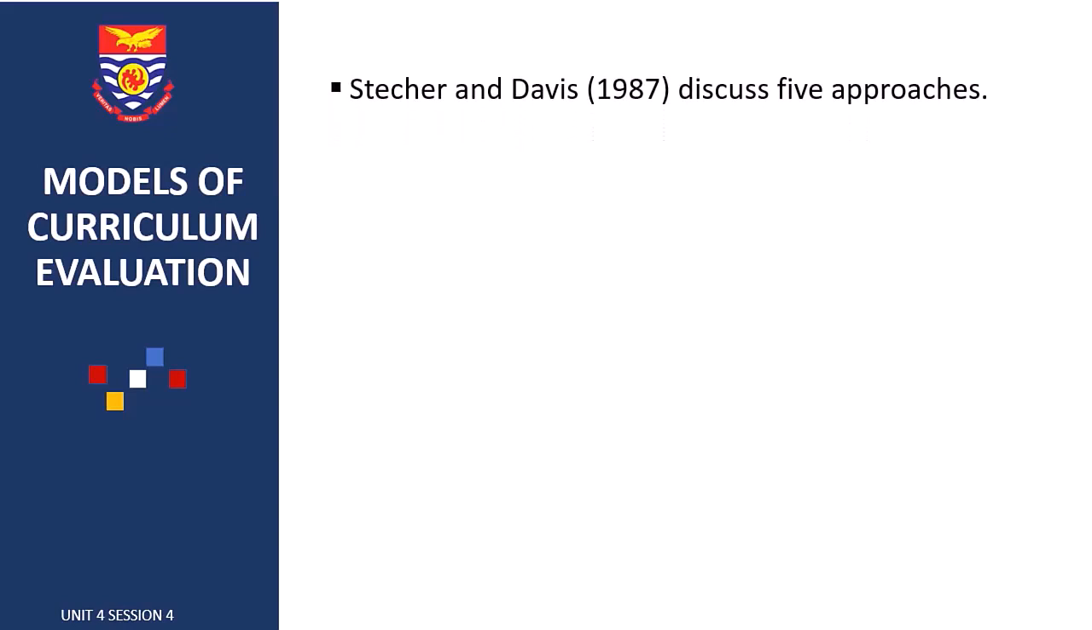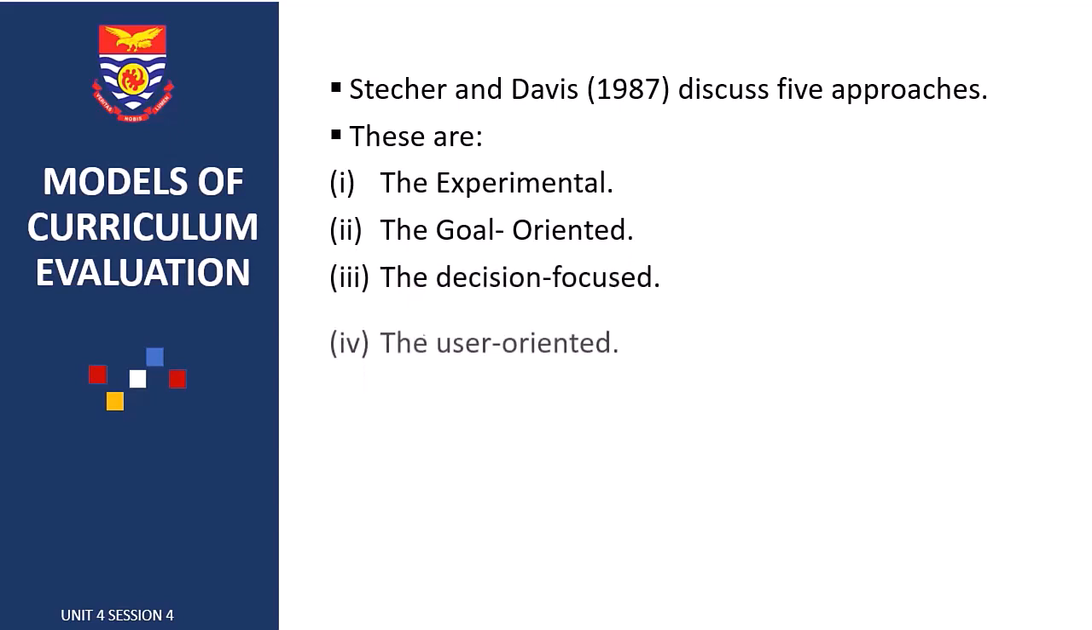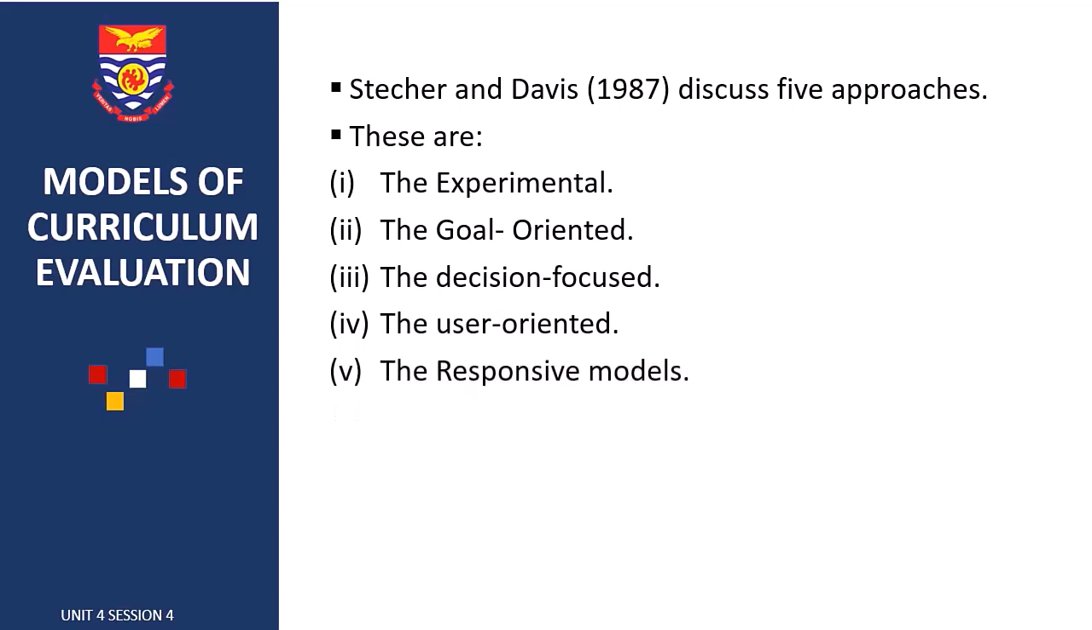Which models are available for curriculum evaluation? According to Stetcher and Davis, there are 5, and they are: 1. The experimental. Secondly, the goal-oriented. 3rd, the decision-focused. 4, the user-oriented. And 5, the responsive model. These are the models of curriculum evaluation. Let us delve into each of them. First, starting with the experimental.